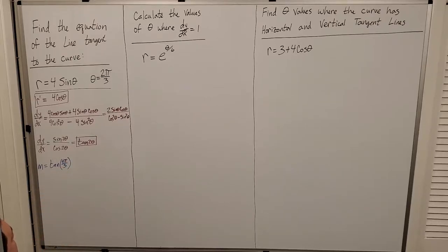Tangent of 4 pi over 3, that's just an angle. That's a value that's in quadrant 3, with a reference angle of pi over 3. Tangent of that is square root of 3, and tangent in the third quadrant is positive. So I'm just getting square root of 3. There's my slope of my line. Remember, M, I'm just using that for slope so that I can put it in my point slope form.